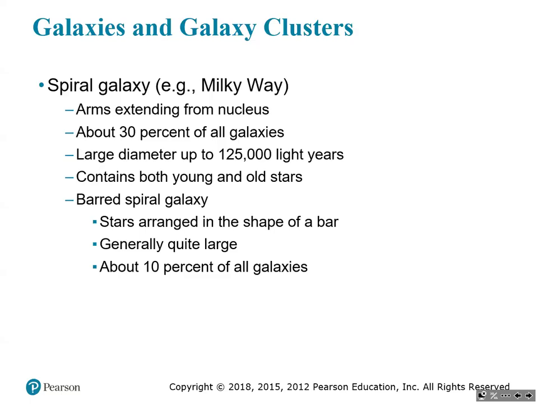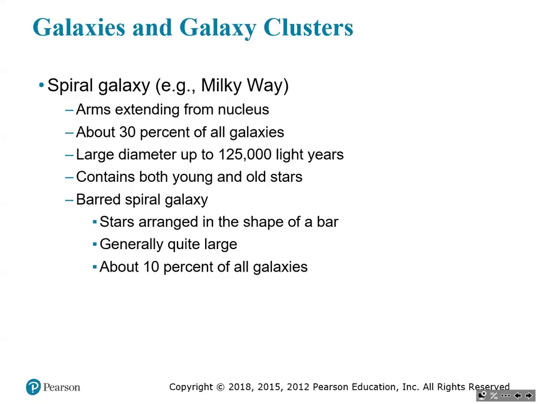So, spiral galaxies, like our own Milky Way or our neighbor Andromeda, have arms that spiral outward from the nucleus. They make up about 30% of all galaxies. And about a third of them have bars in the center. They have a large diameter. It could be up to 125,000 light years. They contain both young and old stars.